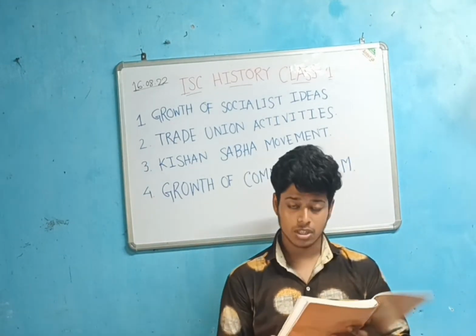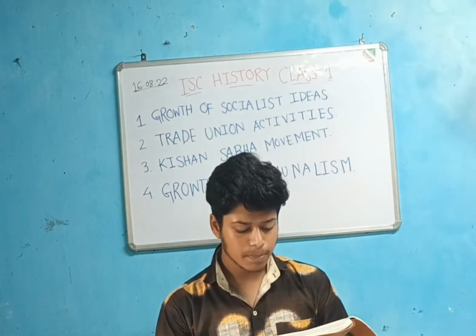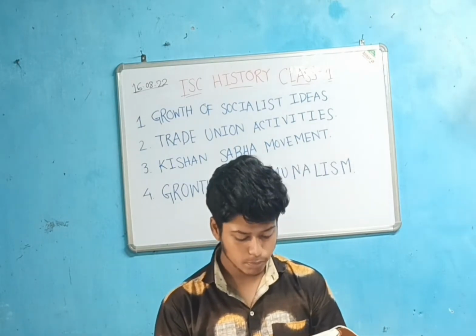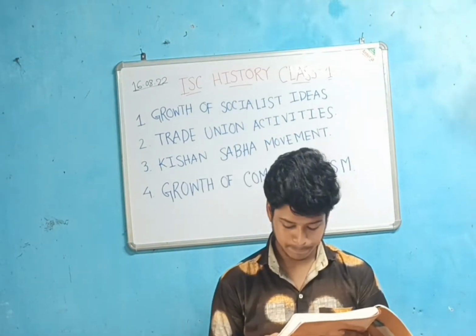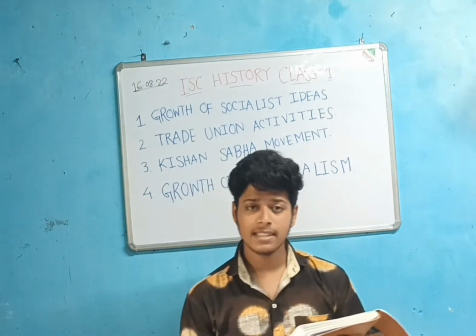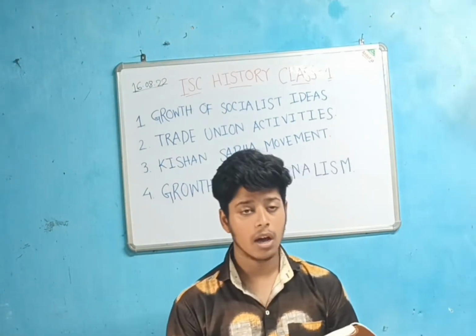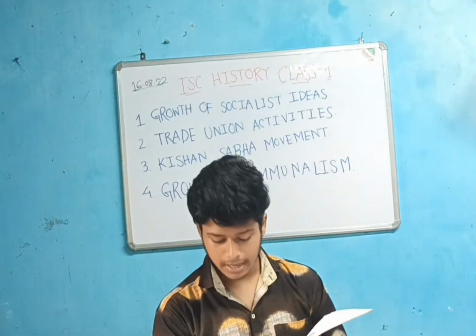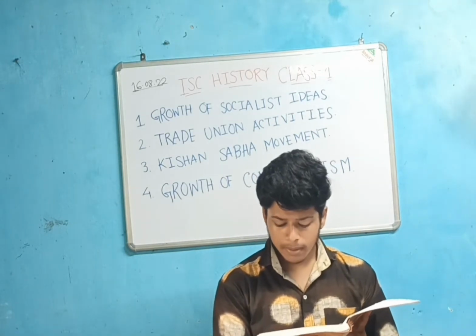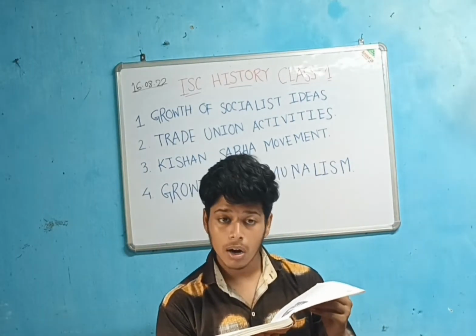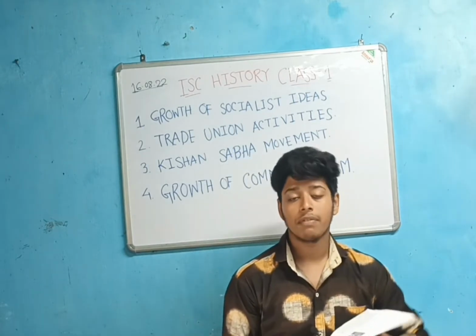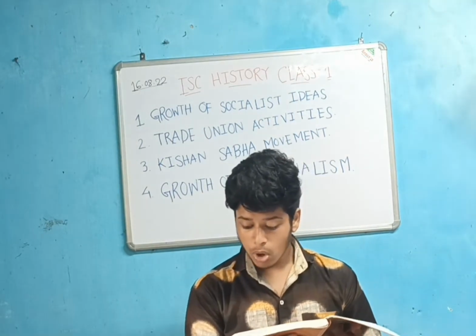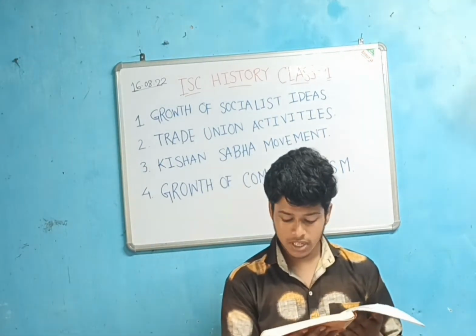What about the Congress Socialists? Within the Congress, there were persons like Jayaprakash Narayan, Achyut Patwardhan, Acharya Narendra Dev, Ram Manohar Lohia, Aruna Asaf Ali, and others who formed the Congress Socialist Party. They joined hands to carry out the national struggle with the help of the workers and peasant class. Some of these personalities were founders of the Congress Socialist Party, formed in 1934.